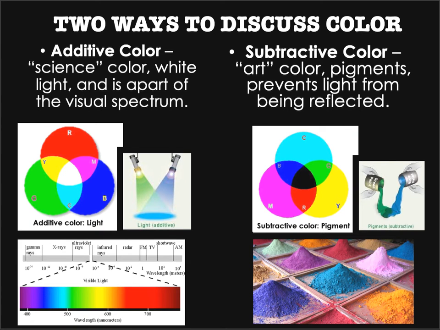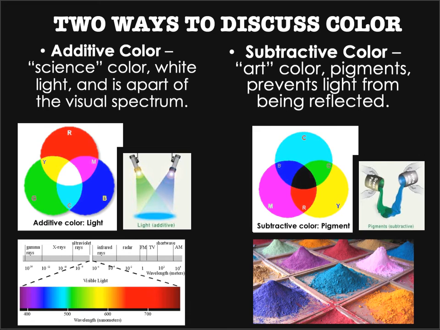Let's go a little bit further into this. We have 2 ways that we can discuss it. Additive is science color. Think of adding, right? We're adding white light, part of that visual spectrum. When we're adding this light to the object, it's creating the color.